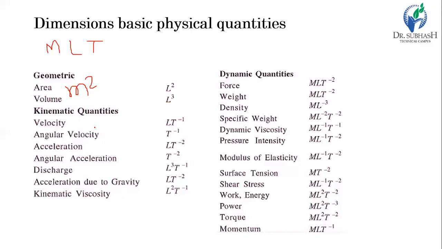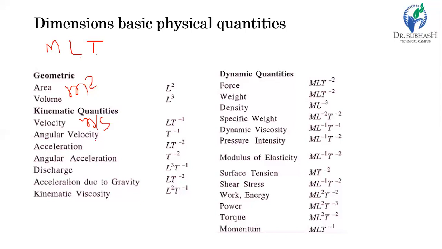Velocity is meter per second. Meter is the unit of length, so length one time. S is the unit of time, so time one time. So it is L t minus 1. But here S is in the denominator, so we have to consider it as a negative power.